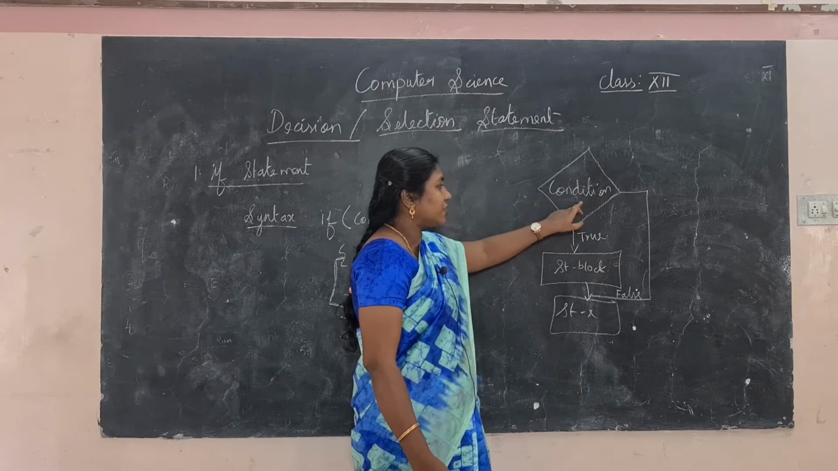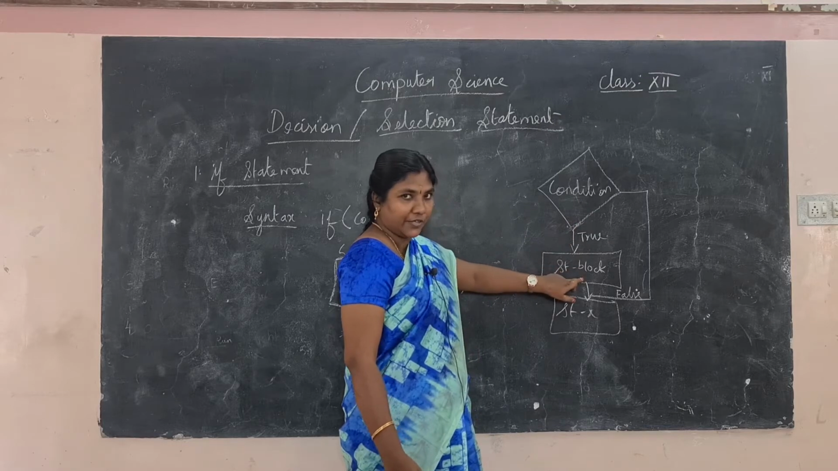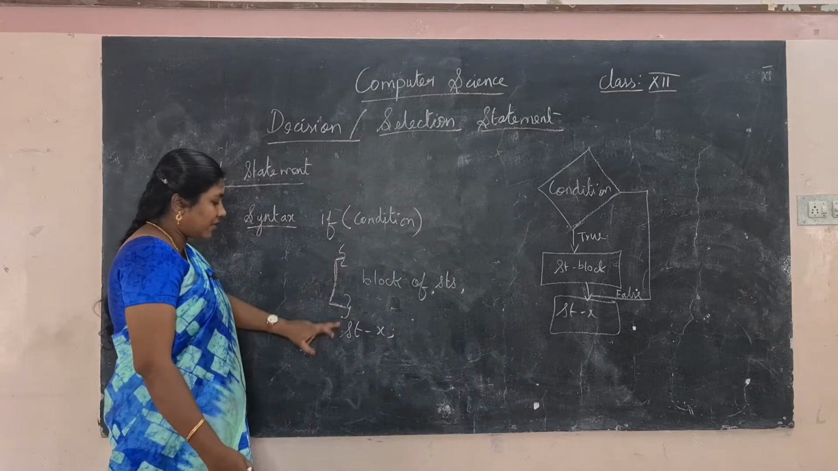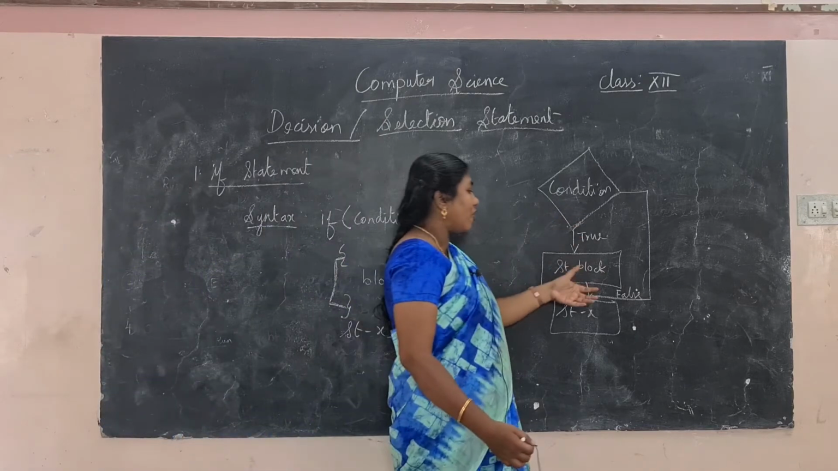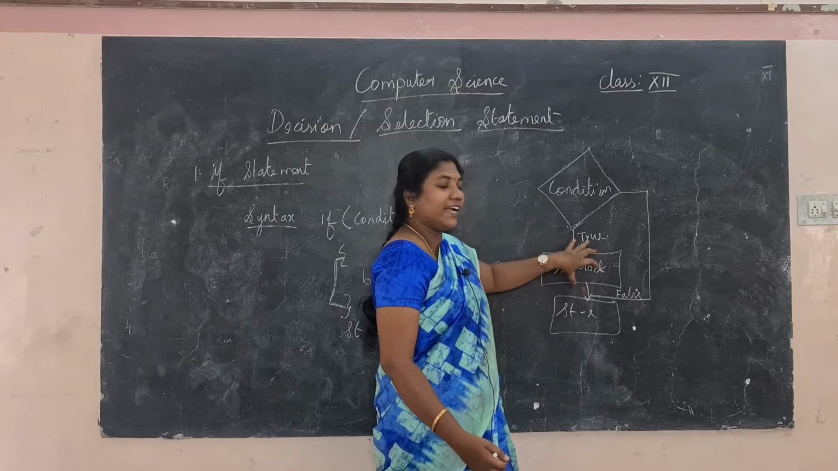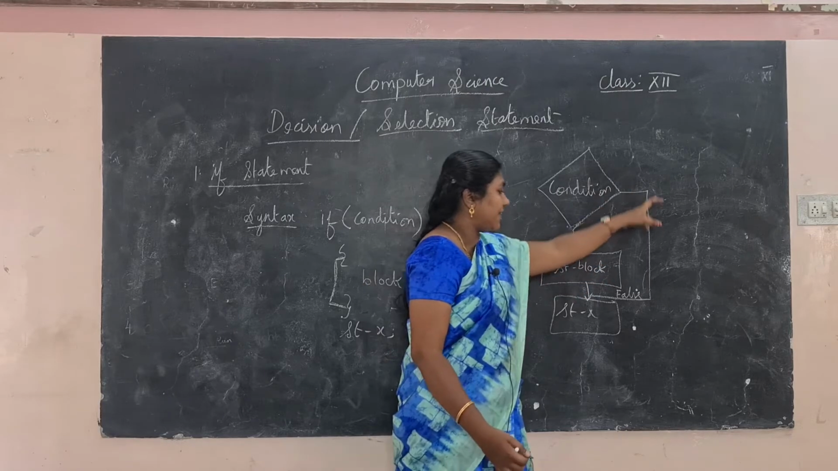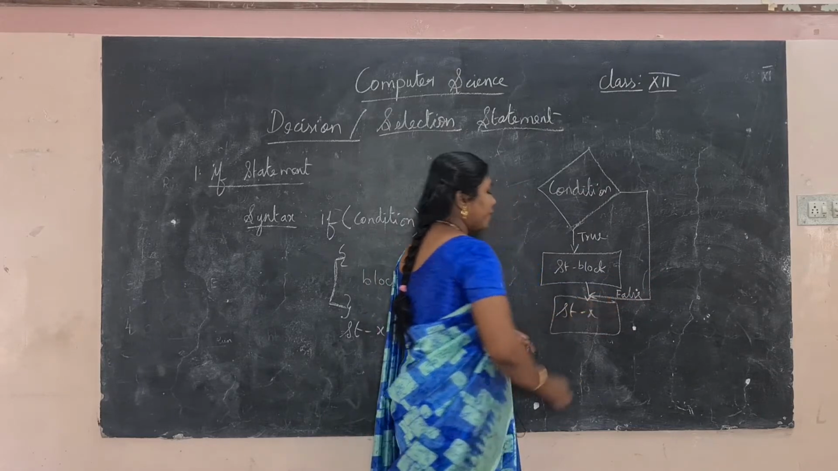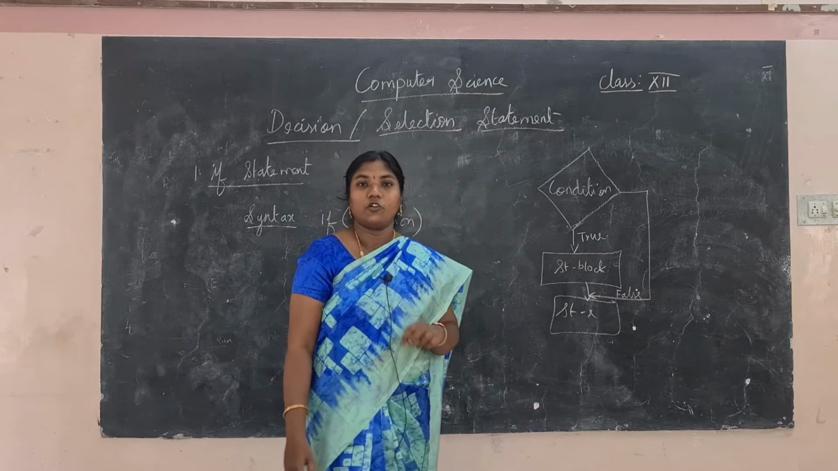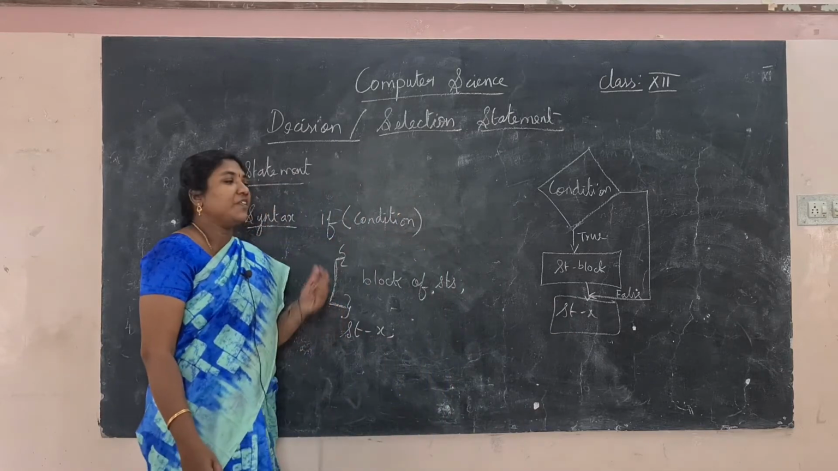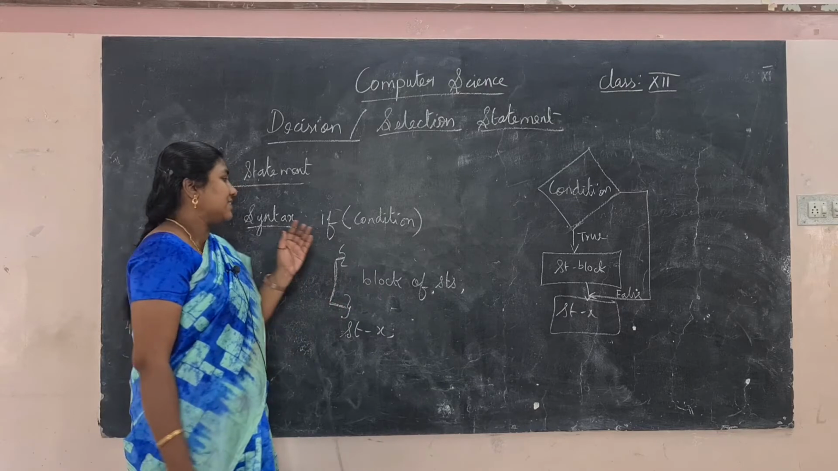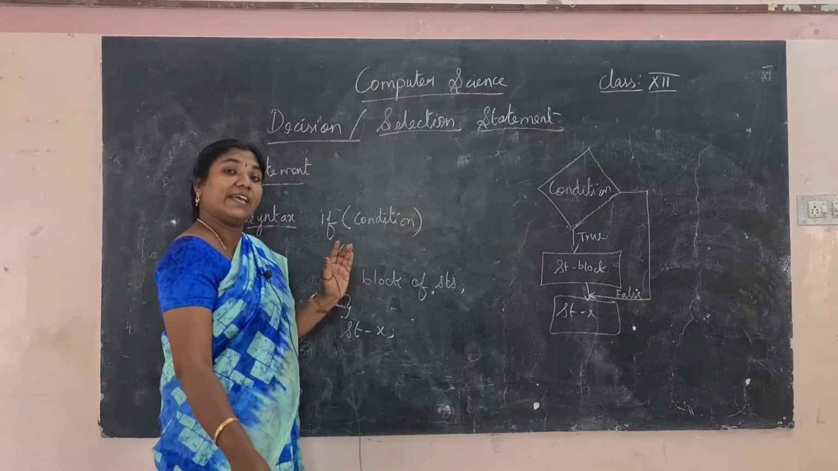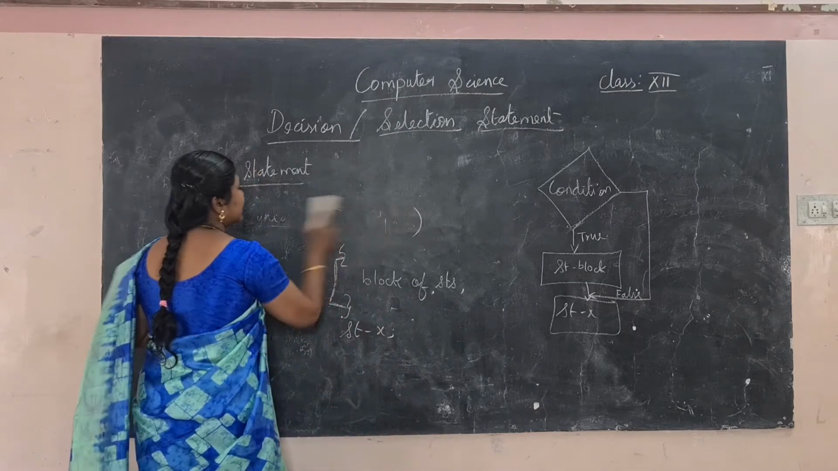That means if the condition is true, then the statement block will be executed, and after that it will move to the next statement. If the condition is false, it will not get inside the block. It will omit this block and jump directly to the statement X. So if the condition is false, it will come to the statement X and it will not get into the if block. So this is the syntax for the if statement. Clear? Now we will see an example C++ program with this if statement.